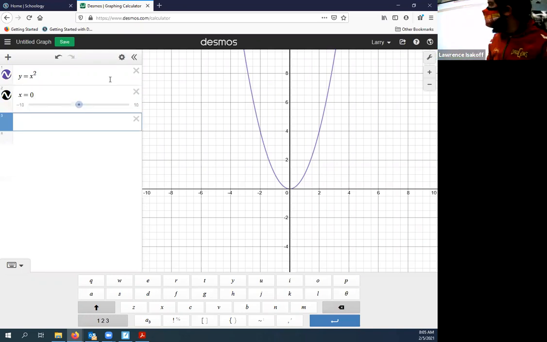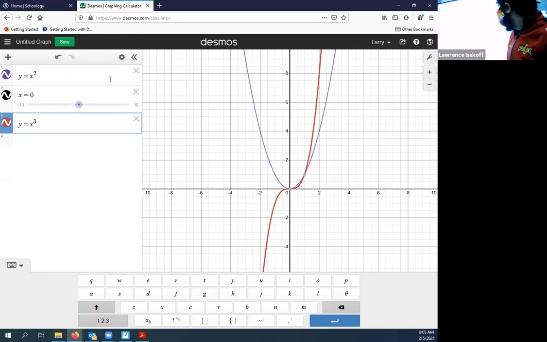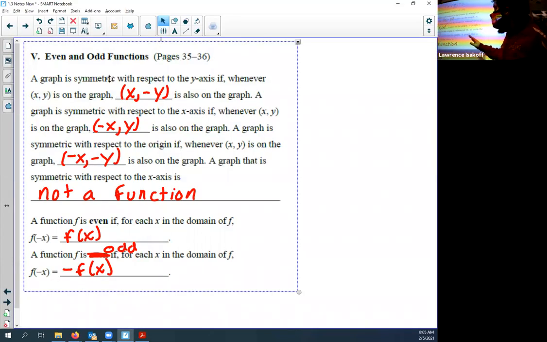To be an odd function, it needs to be symmetrical about the origin. So that'd be like y equals x cubed. So the red is symmetric about the origin. If I were to look at this again in respect to the origin, that's where this is symmetrical with, like, this area matches this area. A graph that is symmetric with respect to the x-axis is not a function.